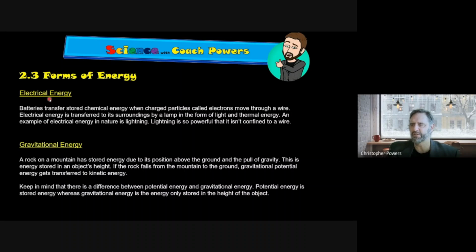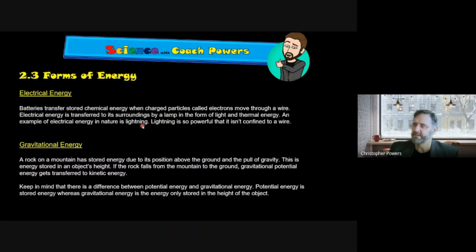And now let's talk about electrical energy. All electricity is the flow of electrons, or negative particles, through a wire. Batteries transfer stored chemical energy when charged particles called electrons move through the wire. Electrical energy is transferred to its surroundings by a lamp in the form of light energy. An example of electrical energy in nature is lightning.